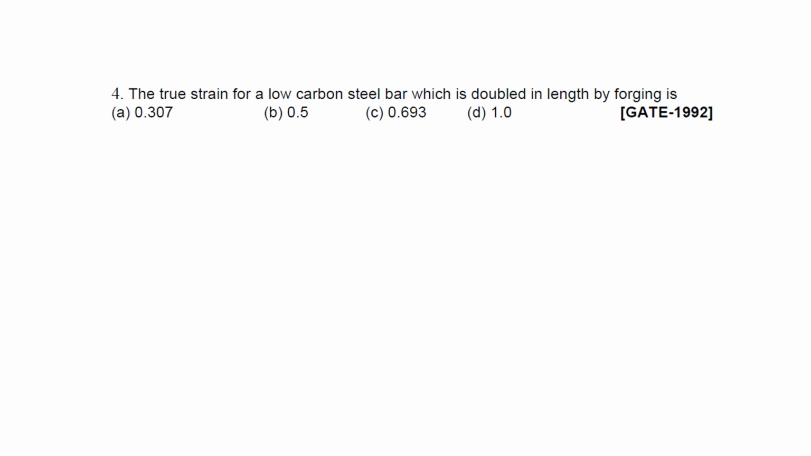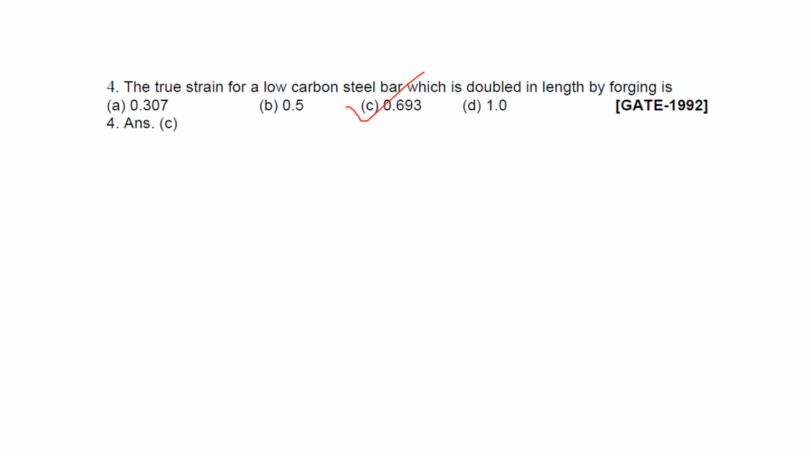Next, the true strain for low carbon steel. The true strain for a low carbon steel bar, which is doubled in length by forging, is... I think you know the answer. The answer is C, 0.693.